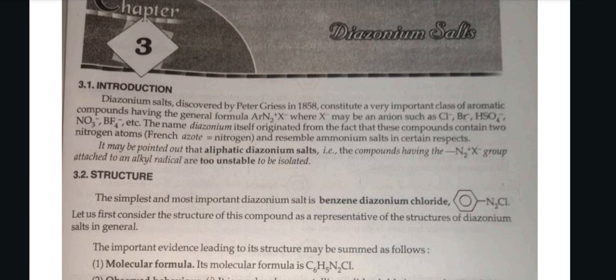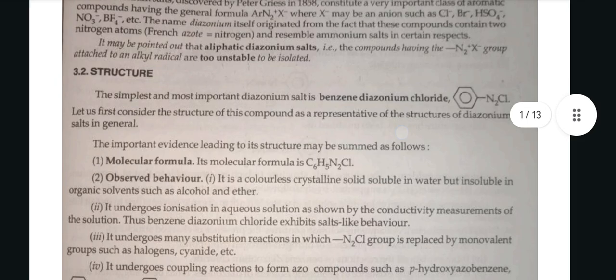French azote means nitrogen, and these compounds resemble ammonium salts in certain respects. It may be pointed out that aliphatic diazonium salts, for example the compound having the RN2+X- group, with the N2+X- group attached to an alkyl radical, are too unstable to be isolated.